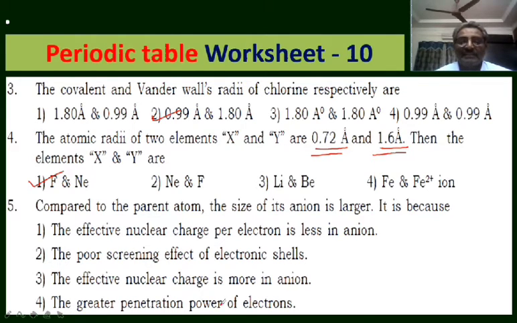The greater penetration power of electrons is also not the right option. Here the reason is effective nuclear charge per electron is less in anion. So the first option is the right option.